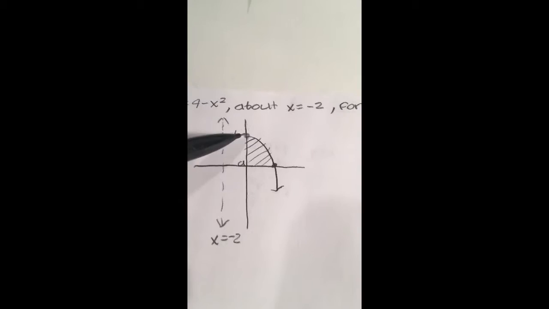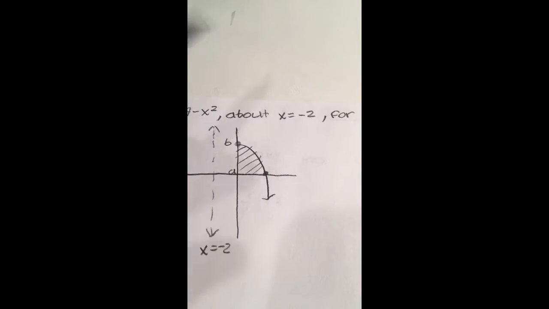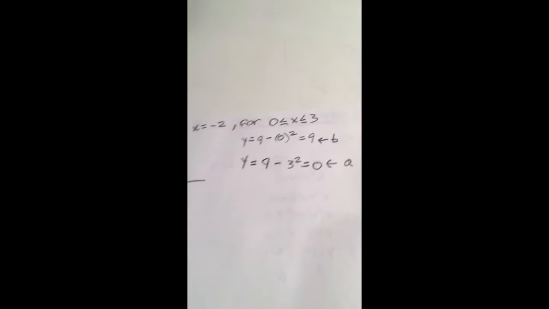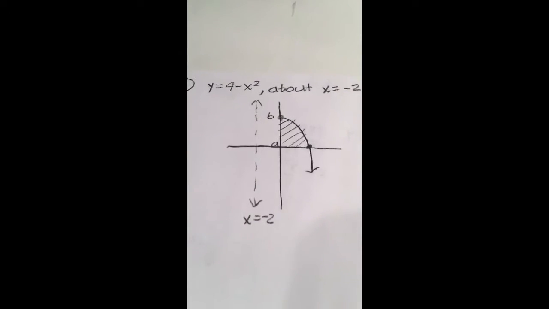When x equals 0, b is 9, and when x equals 3, a is 0, which I'll show by substituting in. When x equals 0, you just get y equals 9, which ends up being b. And when you input 3, you get 9 minus 3 squared, which equals 0, which ends up being a. Those give you your limits of integration, and you basically do the same process as the last question.